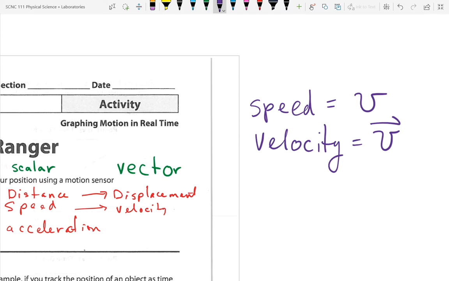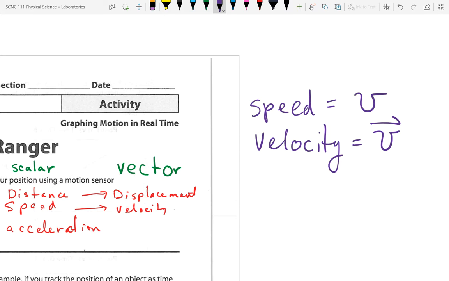The difference is the arrow on top, which means that it has direction. And so velocity, V with an arrow over it, means a vector. Speed just doesn't have the direction, so we use the same symbol but take the arrow off to say it's just how fast it's going.